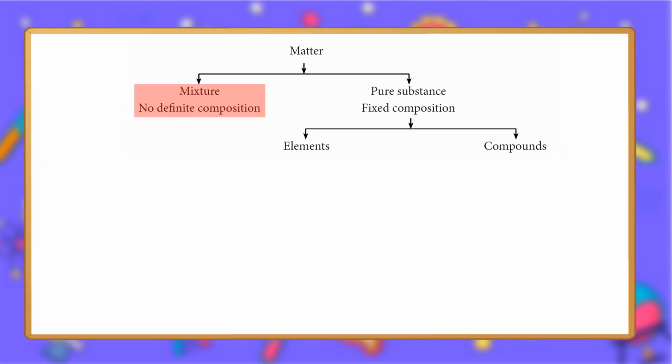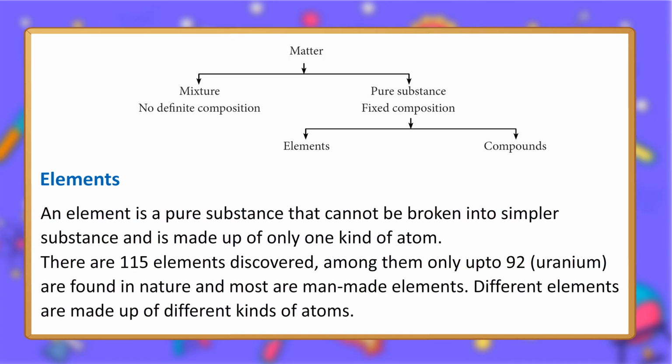Matter. Mixture: no definite composition. Pure substance: fixed composition. Elements, compounds. An element is a pure substance that cannot be broken into simpler substances and is made up of only one kind of atom.